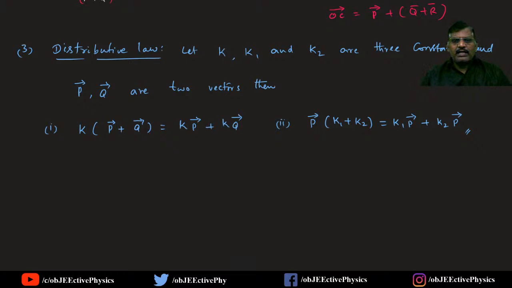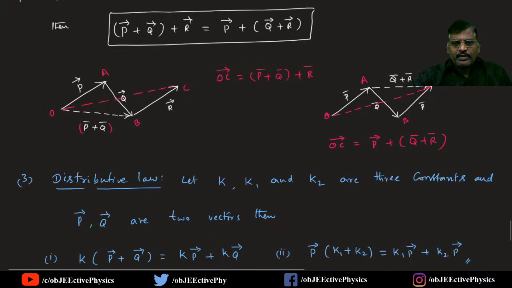So let K1, K2 be the constants and P bar, Q bar be two vectors. Then K into P bar plus Q bar can be written as K into P bar plus K into Q bar. And P bar into K1 plus K2 is equal to K1 P bar plus K2 P bar. So this law is called distributive law.